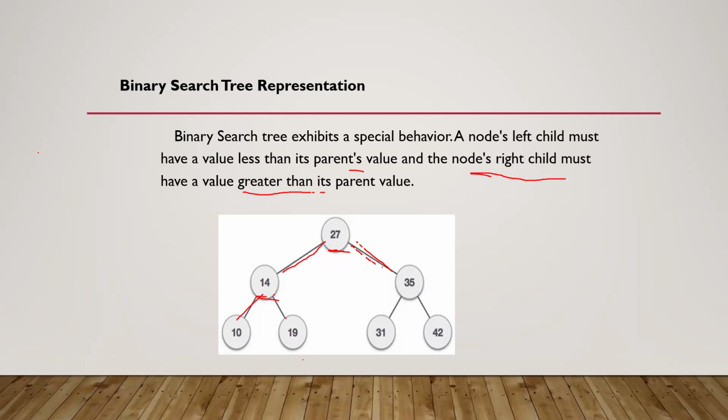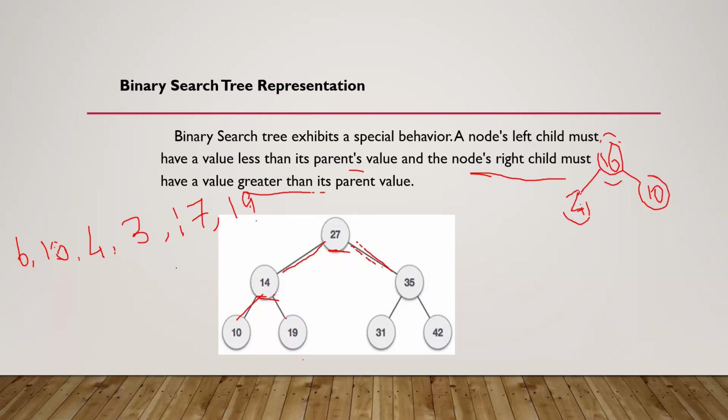For example, I'll write some numbers: 6, 10, 4, 3, 17, and 19. How can we insert these values? The first one, 6, you can insert as the root. Next, 10 is a higher value compared to 6, so 10 has to come on the right side. Next, 4 has to come on the left side, so 4 comes here.